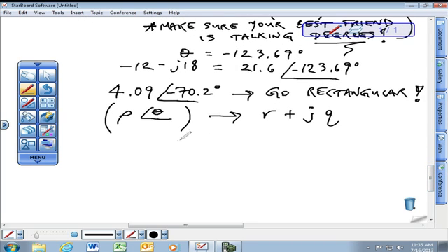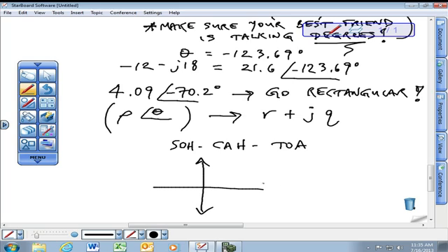Let's think back to our SOHCAHTOA, and our good old-fashioned, just super basic example. Here we are in what quadrant? Quadrant 1. Remember, this is quadrant 1. Have our very basic example. There's our r, there's our q, there's our theta, and there's our rho.